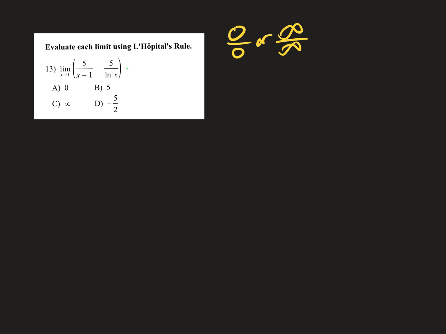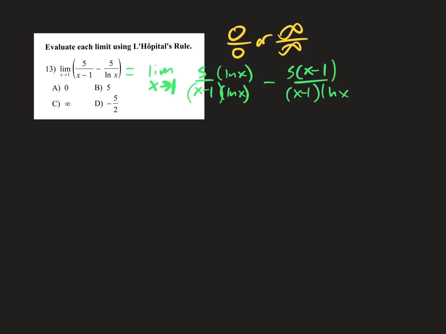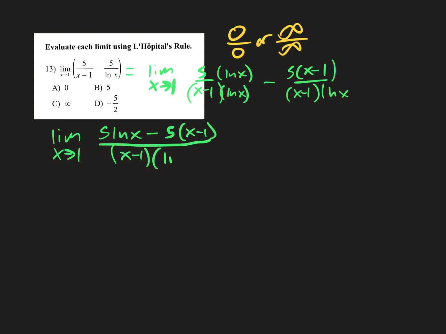So I think what we want to do is get common denominators here. So let's rewrite this with common denominators. Not negative 1, positive 1. And this would be 5 times x minus 1 times ln x over ln x minus 5 times x minus 1 over x minus 1 times ln x. Okay, so that's really like saying the limit as x approaches 1 of 5 ln x minus 5 times x minus 1, and I'm not going to distribute that. You'll see why in a second. This makes it simpler. Over x minus 1 times ln of x.